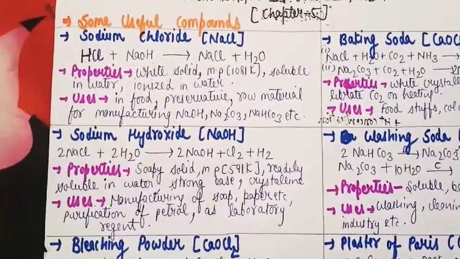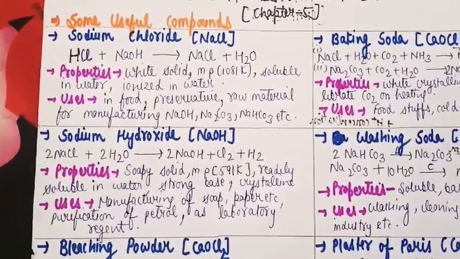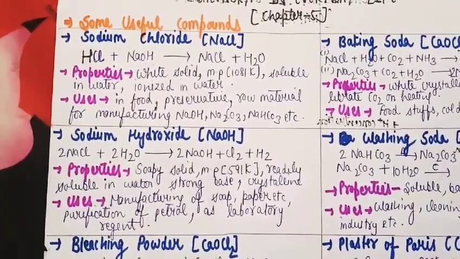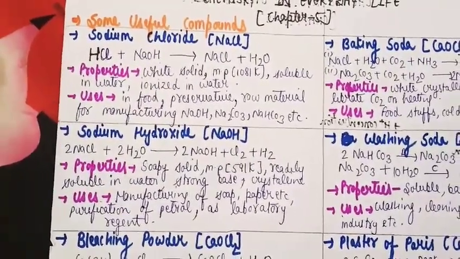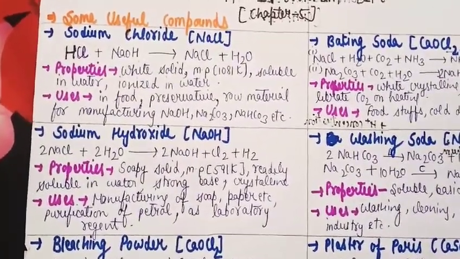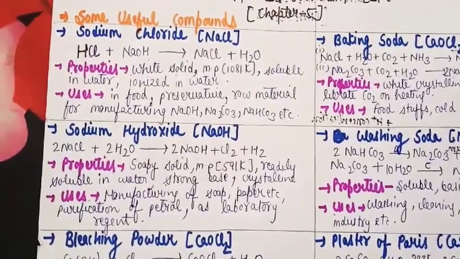Now, what are its basic properties? The first property is that it is a solid substance. The solid crystal particles are white. The melting point is high, that is 1081 Kelvin. It is highly soluble in water. It is ionic in nature. These are some basic properties of this salt.